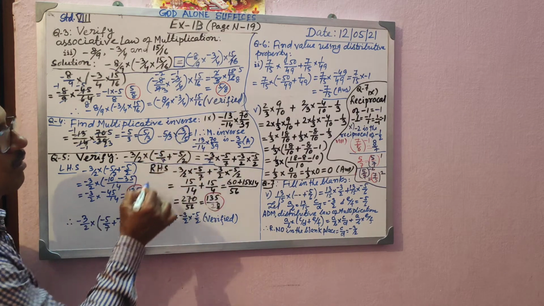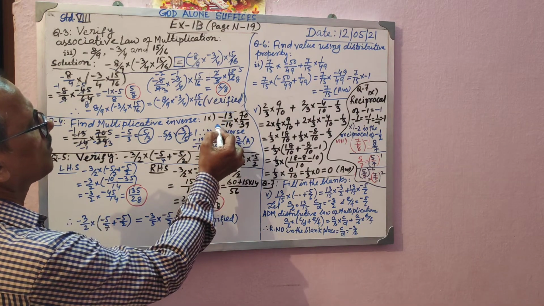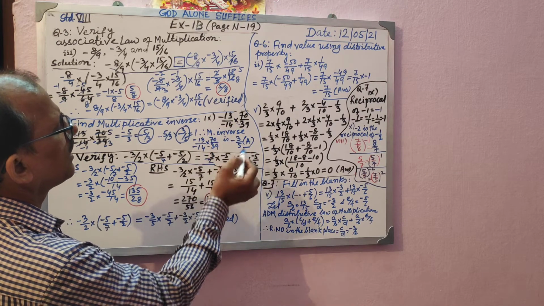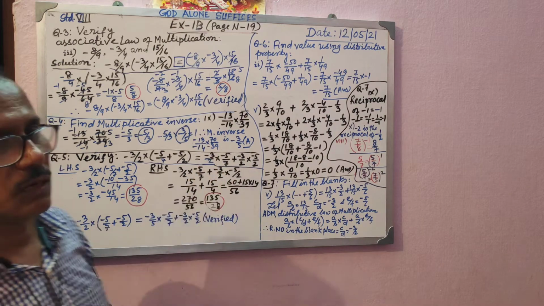Originally what you have solved, the multiplicative inverse of minus 13 by minus 14 into 70 by minus 39 is equal to minus 3 by 5. Could you understand me? So this would be your multiplicative inverse.